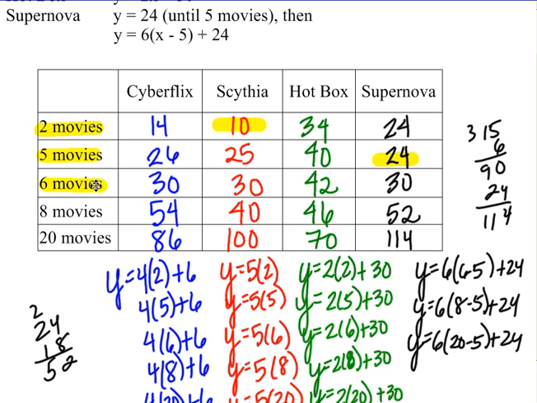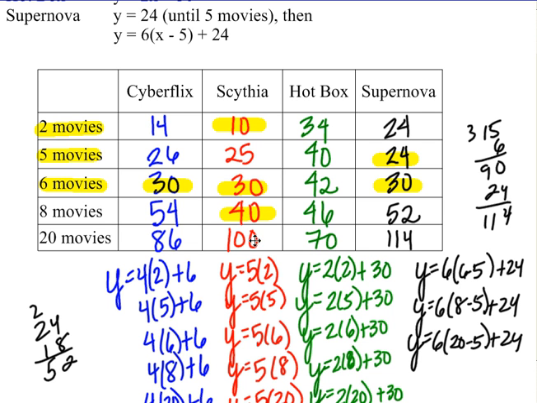Now, if we're going to rent 6 movies, we have 3 choices. They're all actually colliding together. Cyberflix, Skithia, and Supernova are all going to charge us the same amount of money. So we're going to choose any one of those. We have choices, so that's not too bad. And you can probably pick the better movie service at that point. If we're going to do 8 movies, we'll probably pick Skithia because that, again, is the lowest amount.